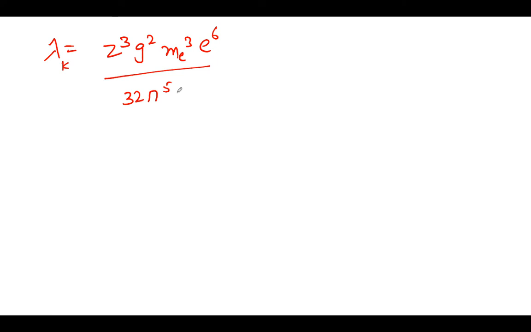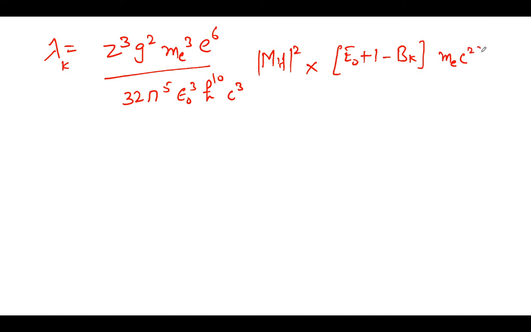So what we get after solving these equations, the decay constant for this K electron, comes out to be Z cube Z square m e cube into e raised to power 6 over 32 pi raised to power 5 epsilon naught cube h raised to power 10 c cube into M_if square, into putting the value of E nu. So E nu is E naught plus 1 minus B_K, whole square, into m e c square. Since we have taken into account the two electrons present in the K shell, E nu is expressed in terms of m e c square.